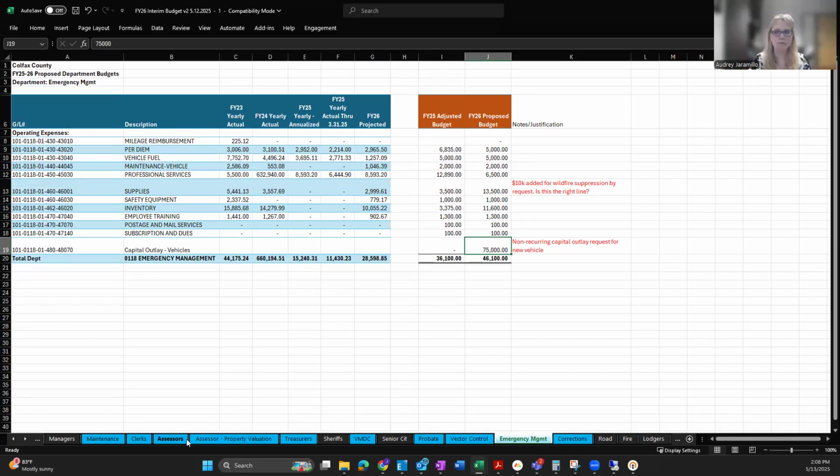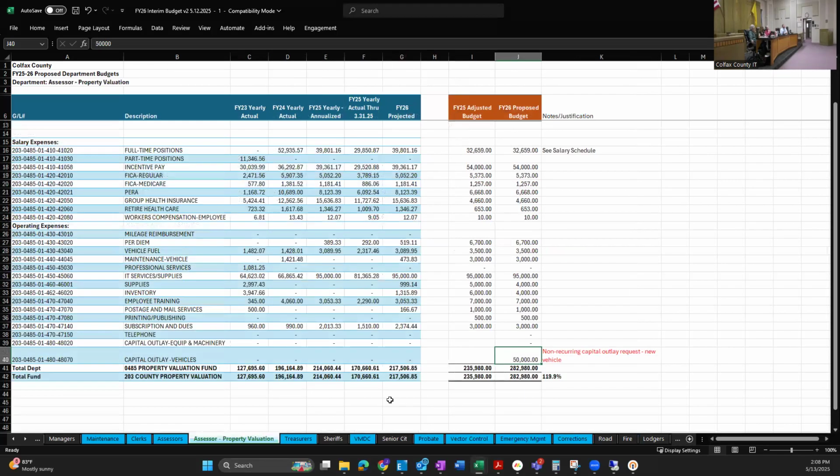And then commissioners, are we good with the property valuation then? That's what's in there currently, just to show. It's 282,900. It's the same as last year. Yeah. It's actually higher. Yeah, 230 last year. Pretty much the same once you back out the vehicle. The vehicle gives you an extra almost 20%.